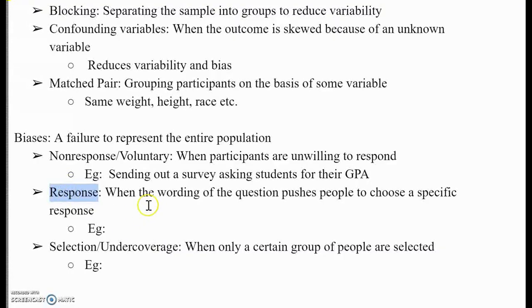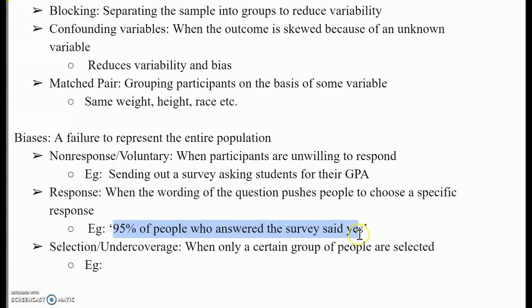The next one is response. It's basically when the wording of the question pushes people to choose a specific response. So for example, if your question was "95% of people who answered the survey said yes," this would be an example, because you're pushing people to say yes, because now they know that 95% of people who answered the survey said yes. So if they said no, they'd be in the minority.